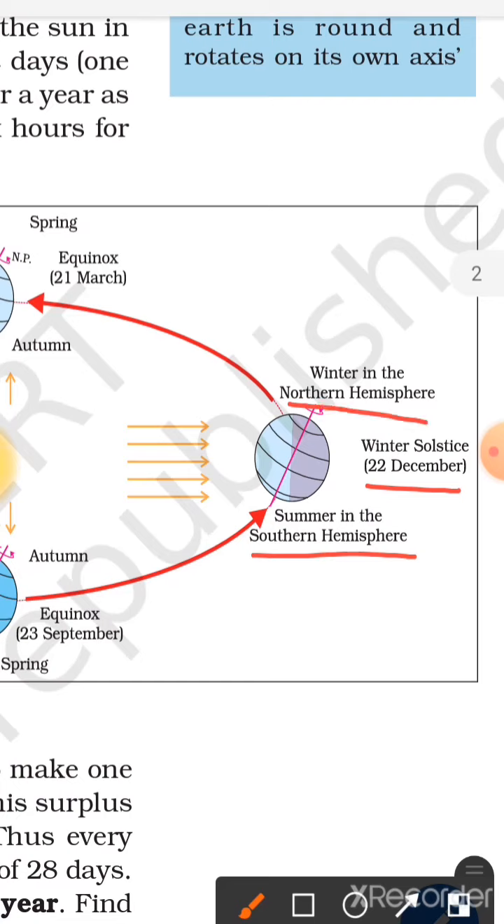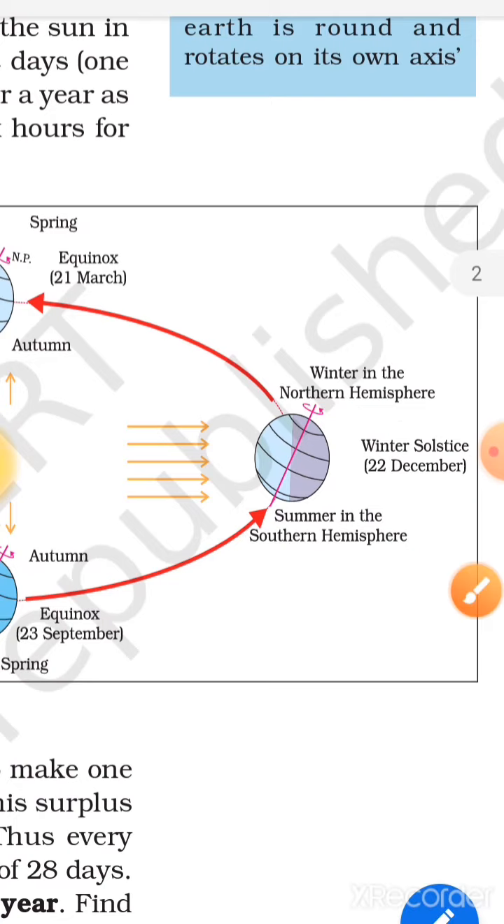Okay, so these are the positions. Due to this we can feel the longest day and the shortest night, and the shortest day and the longest night, winter season and the summer season.